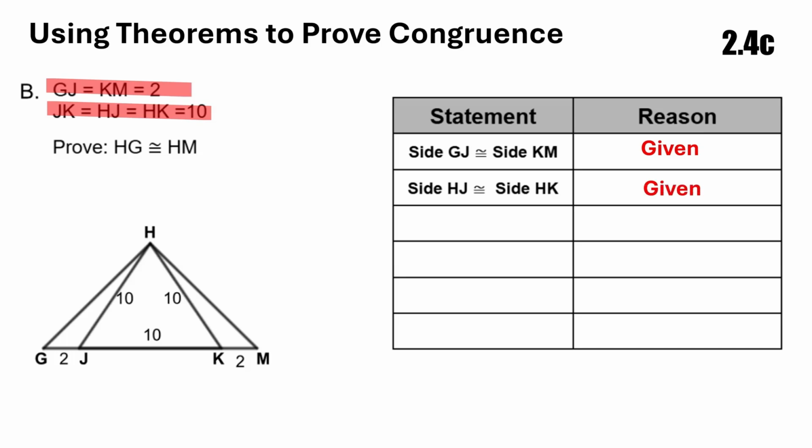Next, because each side of triangle HJK, or the middle triangle, is equal to 10, angle HJK is congruent to angle HKJ. This is because if two sides in a triangle are congruent, then it is an isosceles triangle. If a triangle is isosceles, then the base angles are congruent. This triangle is also an equilateral triangle because all the sides are equal, and if a triangle is equilateral, then all the angles are the same, or 60 degrees.